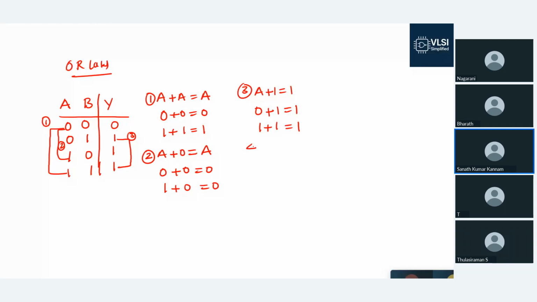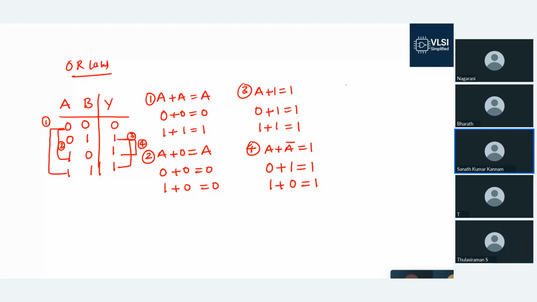And fourth one, if you see, A or A bar equal to 1. So that means A is 0 and with its complement, and A is 1 with its complement. So that means A is 0, what is its complement? 1. You are getting 1. A is 1 with its complement 0. This is 1. Okay, so this is nothing but OR law.